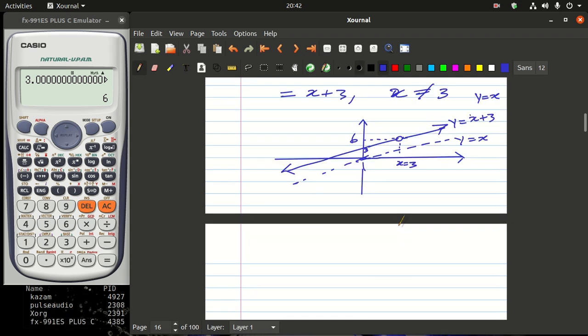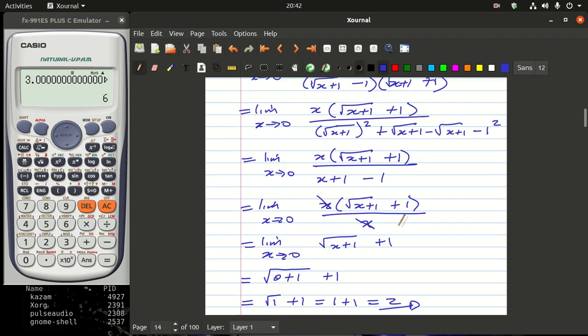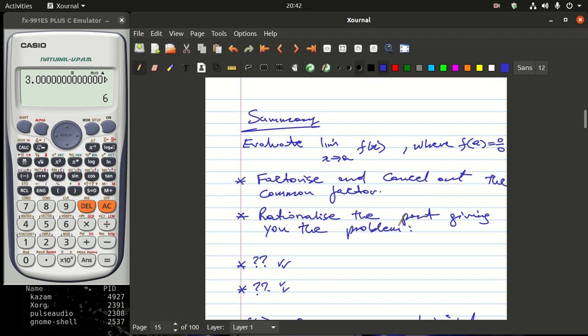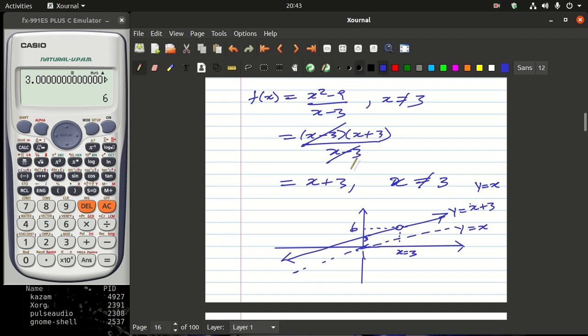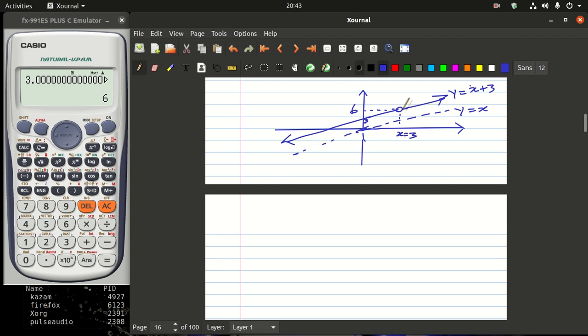Just a quick remark here. If you are evaluating a limit and you find that when you plug in this value you get 0 over 0, try two things. Factorize and cancel out the common factor, or if that cannot be done, rationalize the part that is giving you a problem so that you can cancel out the common factor, and then plug in, and then you have your limit. And if you are getting a 0 over 0, and when you plug in, you find that you can plug in, then we know that at that particular point the function must be having a hole.